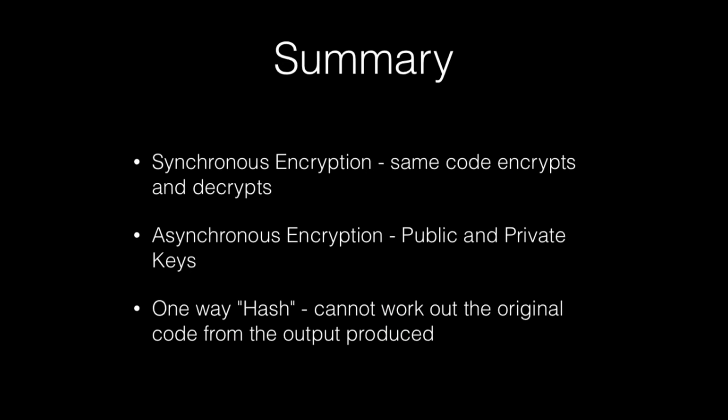In summary, there are three forms of encryption that we're going to talk about. So-called synchronous encryption, where you use the same code to encrypt and decrypt, asynchronous encryption, which uses two different codes, and one-way encryption, or a hash, where you cannot work out the original code from the output produced.